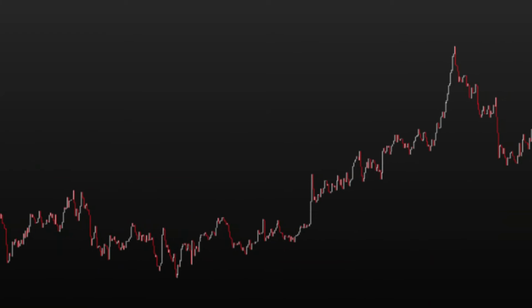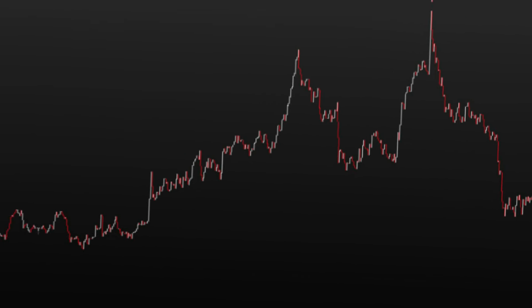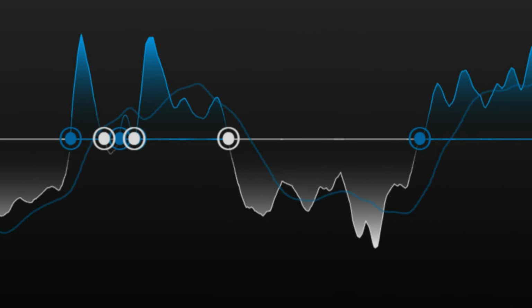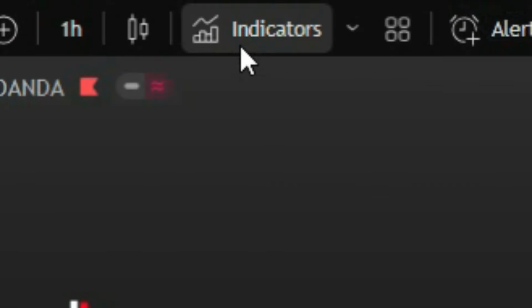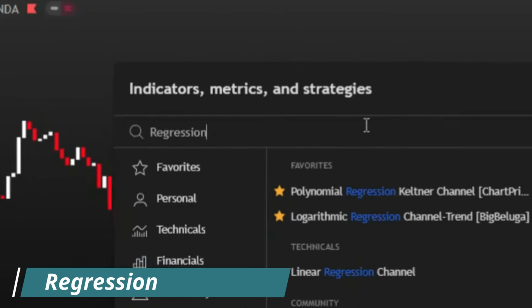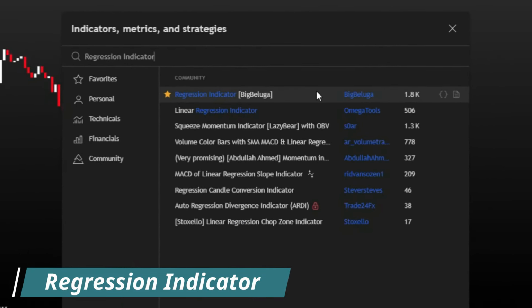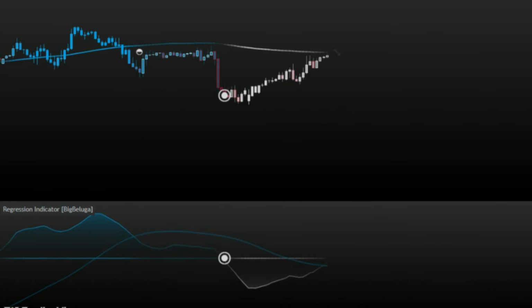You need to watch this video to understand how practical and powerful this unique indicator is, so I won't waste any more time and will present it to you right now. To add this indicator, just head over to the Indicators tab and type in Regression Indicator, which is written by Big Beluga, and click on it. Once you do that, it'll instantly appear on your chart in its default form.